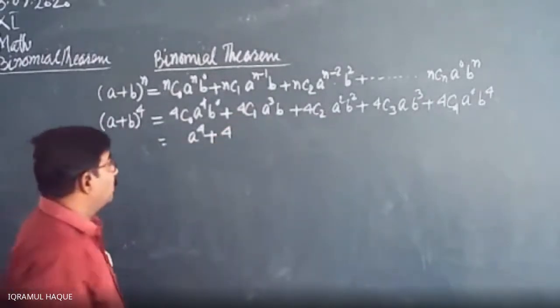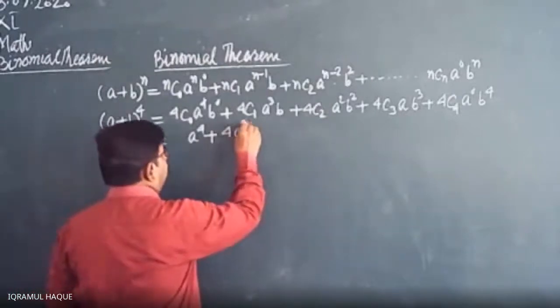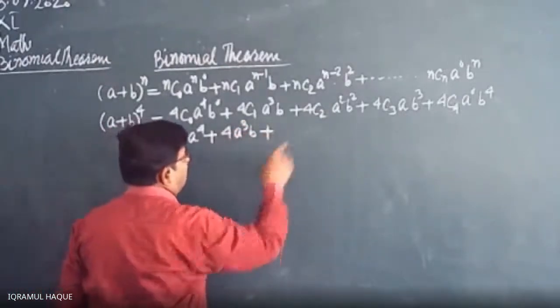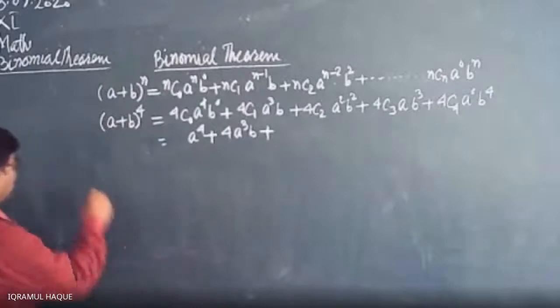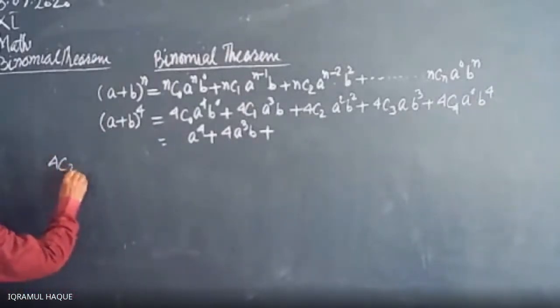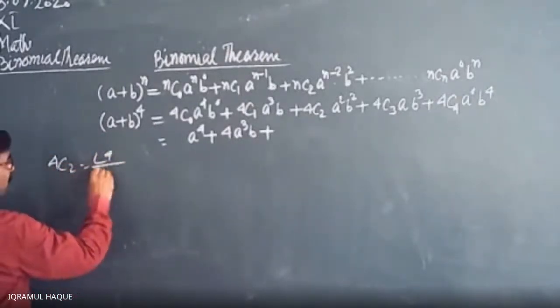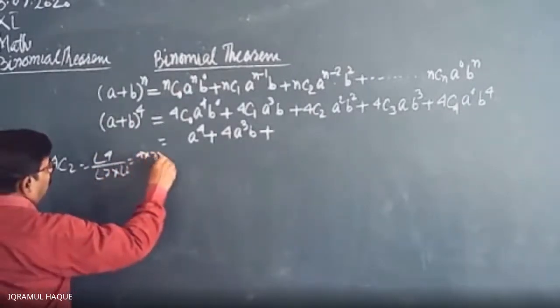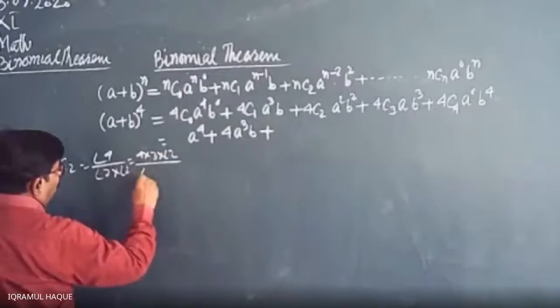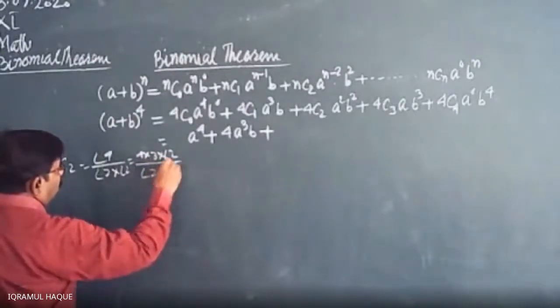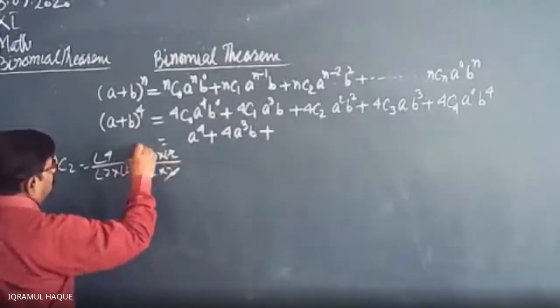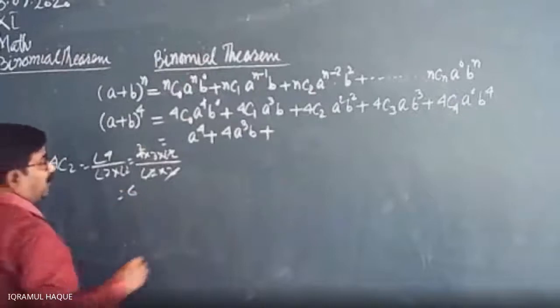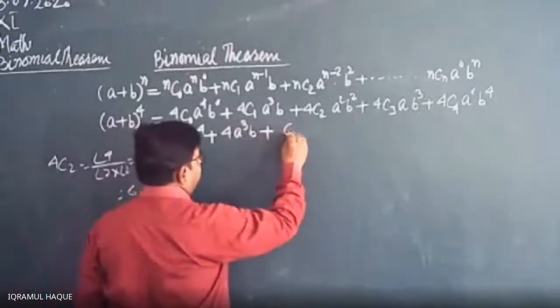4C1 is equal to 4 a cube b plus 4C2. You can solve like this. What is 4C2? Factorial 4 upon factorial 2 into factorial 2. This is 4 into 3 into factorial 2 upon factorial 2 into factorial 2. This will go 2 to the 4, 6. So its value is 6.